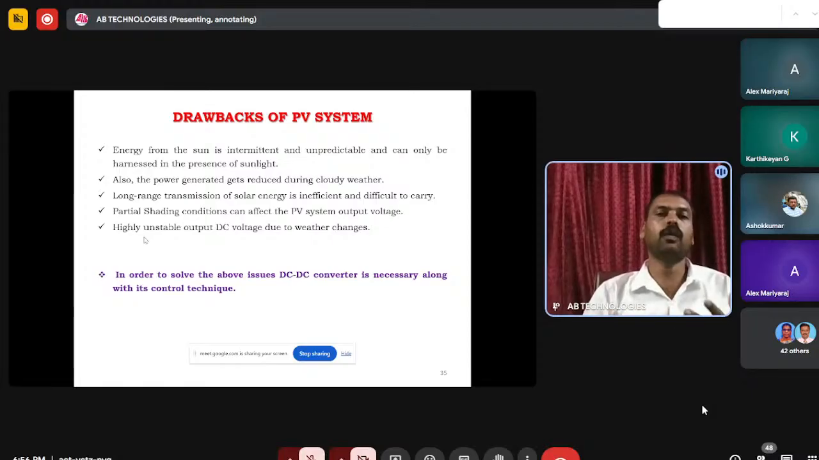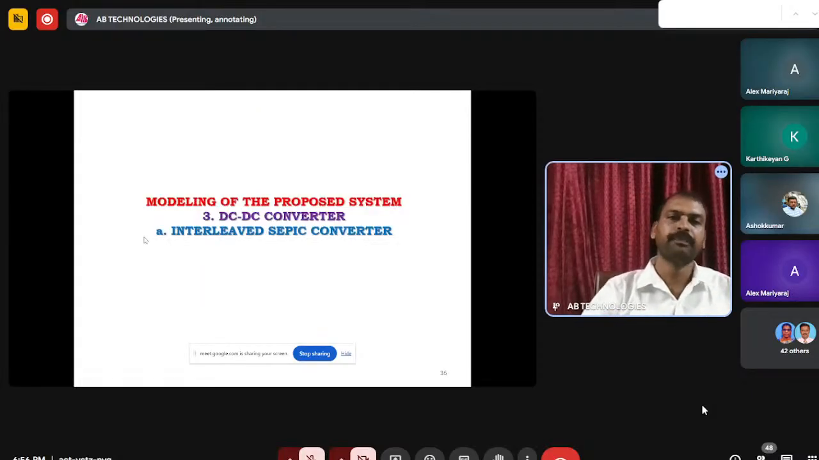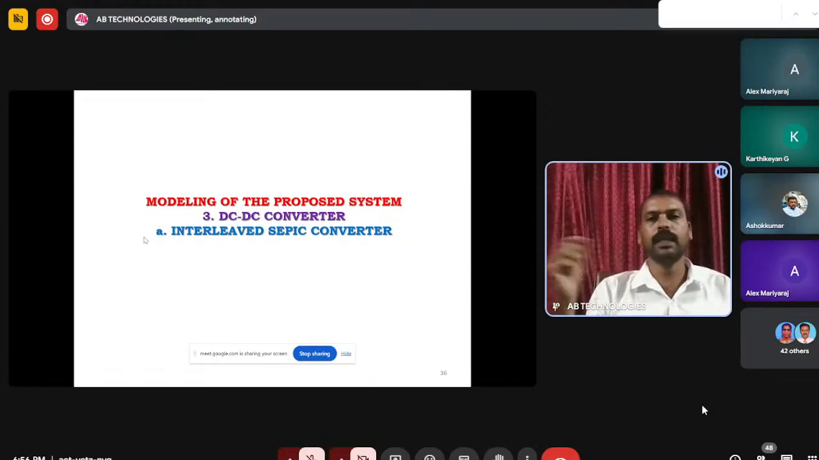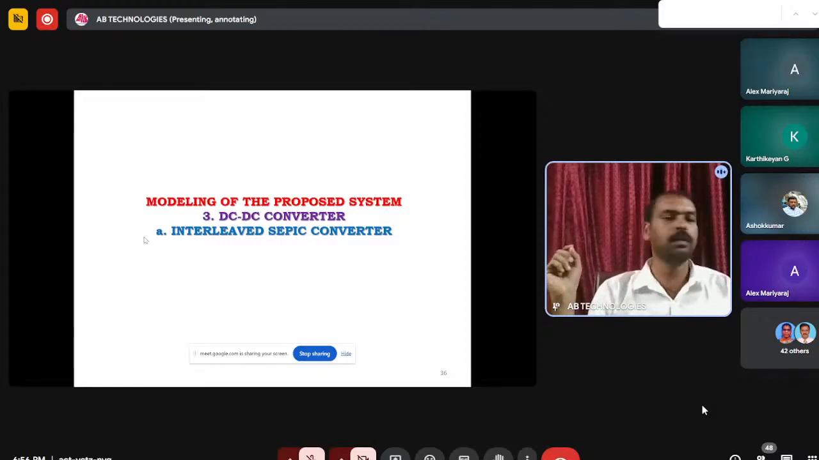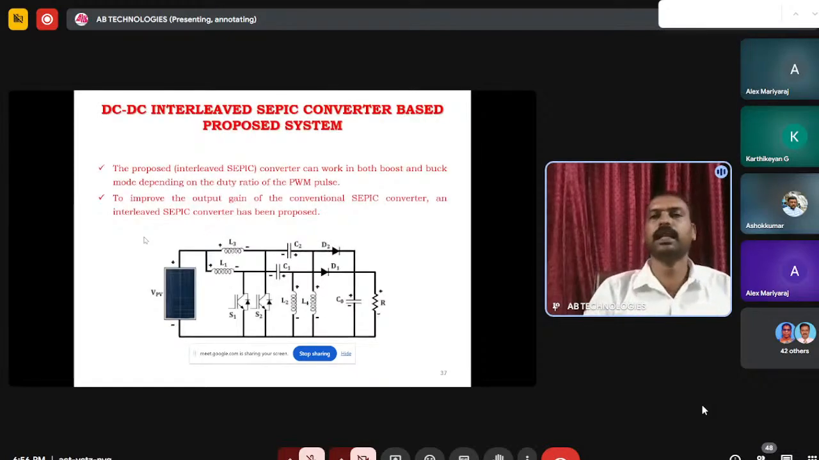In order to overcome these issues, we have to go for a DC to DC converter. In this section, I will explain three types of converters. The first one is the interleaved SEPI converter, another one is the interleaved Luo converter, and finally the combination of these two, the interleaved KSK converter. I have given my name, KS Kavin, so it is called the KSK converter. First I will explain the interleaved SEPI converter.